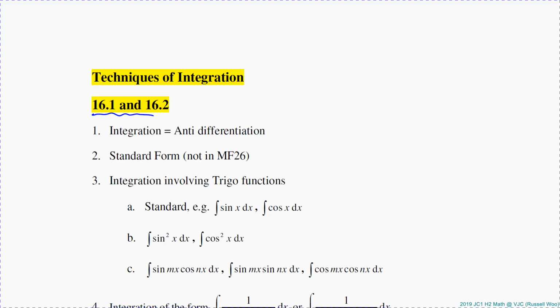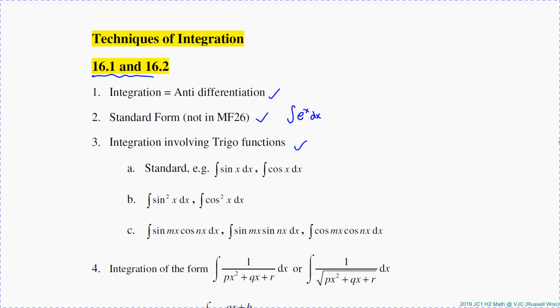Next, we're going to talk about standard forms. Some basic standard forms are not in MF26, for example, integrating e to the x, etc. Point number three is trigo, which I know a lot of us are not so comfortable with, but it's a major part of integration. Again, I go back to point number one: it is the reverse of differentiation. If you know differentiation well, then integration is half the battle won.